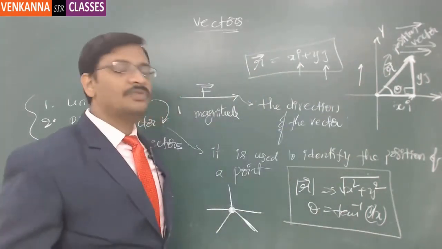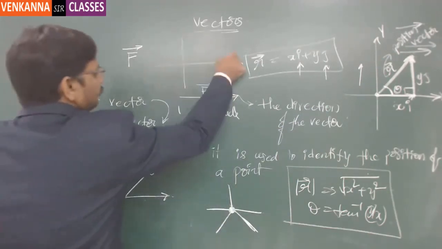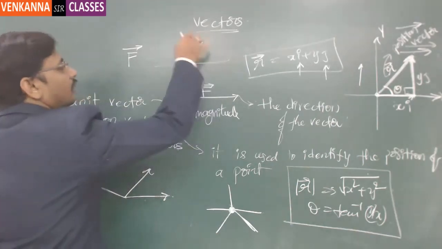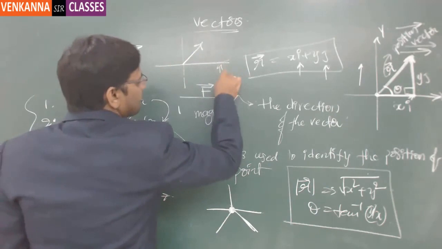But what if we take the polar coordinate system? The polar coordinate system, so this is a vector. Now in the polar coordinate system, the horizontal line is called the initial line.